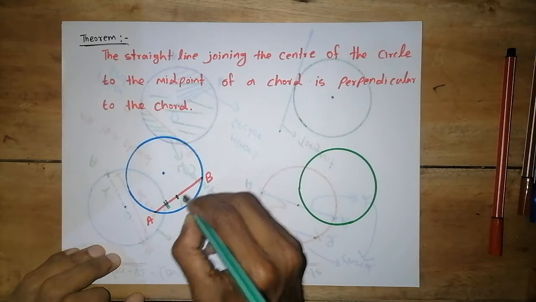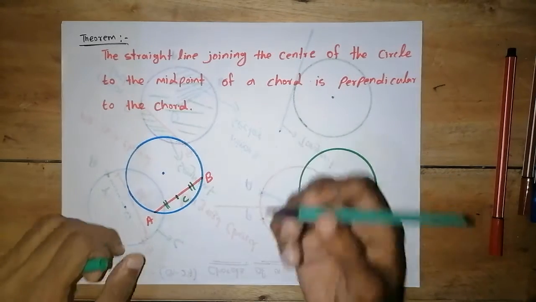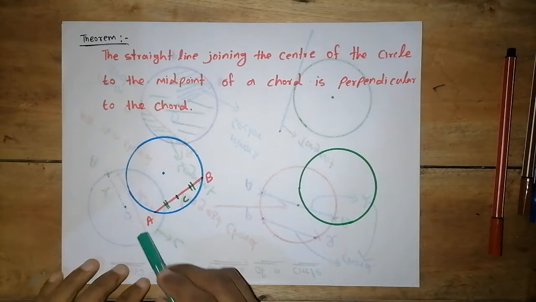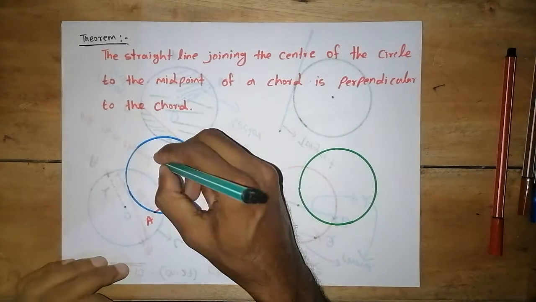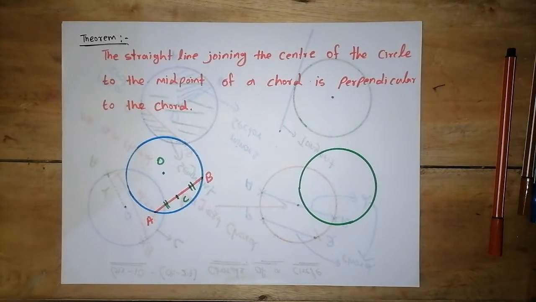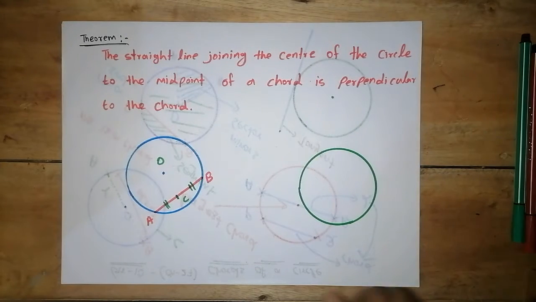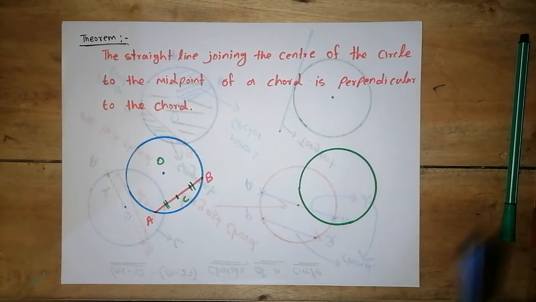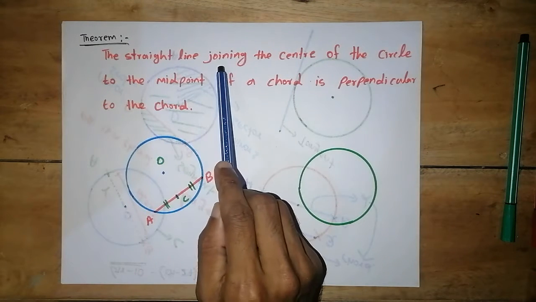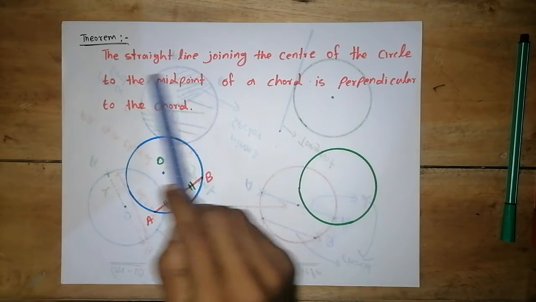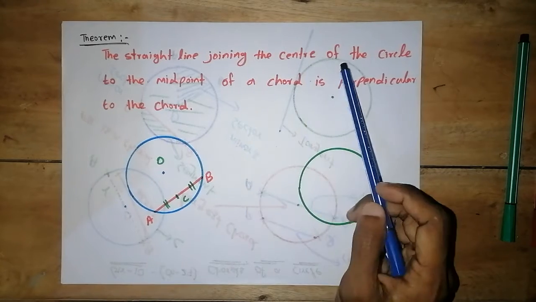So we can mark it with a double cut. So the midpoint of AB is C. The center of the circle we name it always as O. Okay. So we go for the theorem. The straight line joining the center.